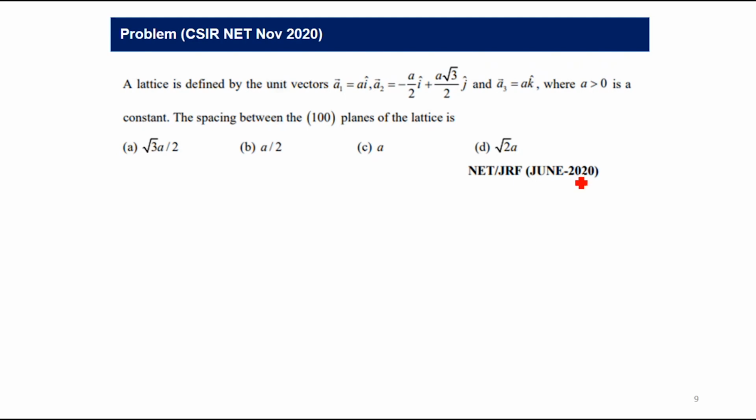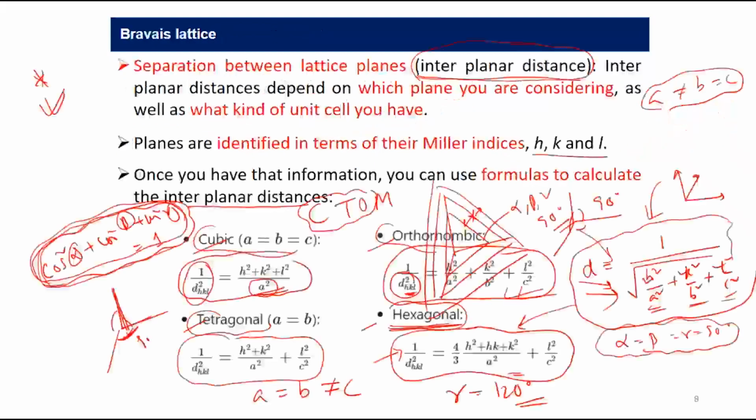Try doing this question. It came recently, June 2020. You are given the unit vectors of a lattice. The spacing between 100 planes is asked. A particular plane is given, 100. 100 plane means this plane, which we have recently discussed. It is asking you what this distance is, given the lattice vectors are this. Please try doing this. And if you want to note down any formula, you can take a screenshot of this slide.